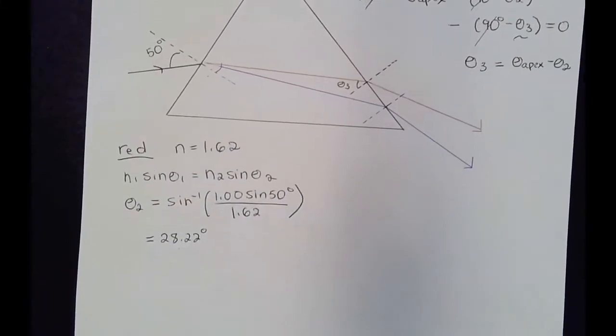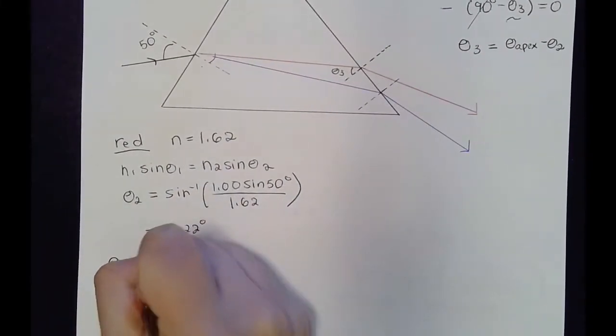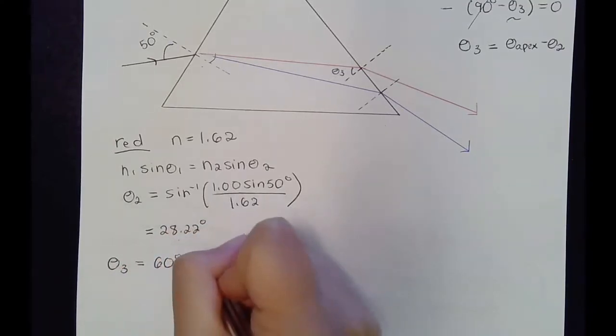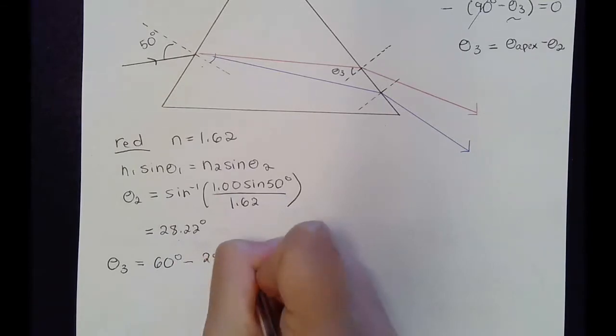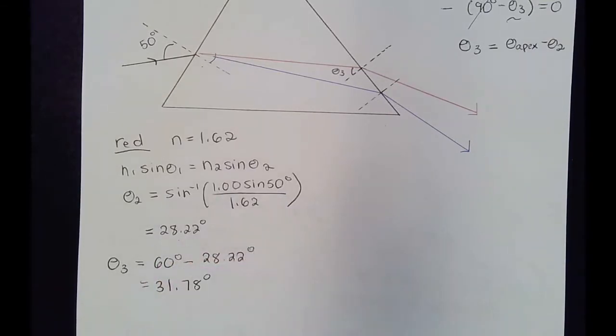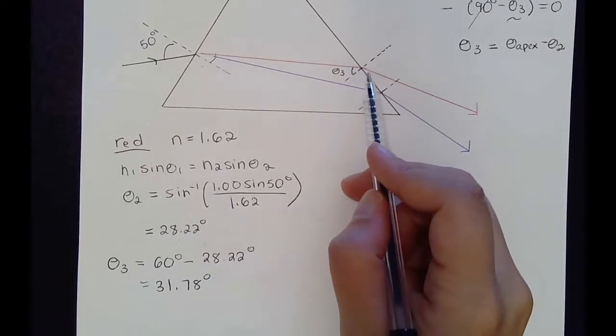Okay, so let's do that. We get theta 3 equals 60 minus 28.22, so 31.78. And now that's theta 3, or our angle of incidence at the second boundary.